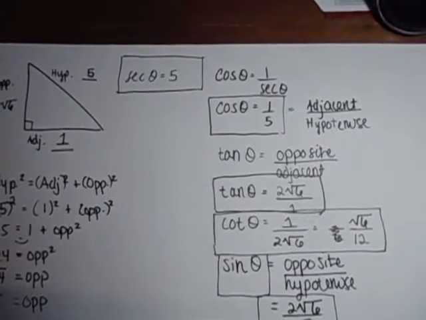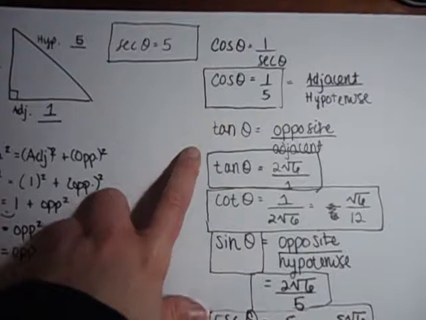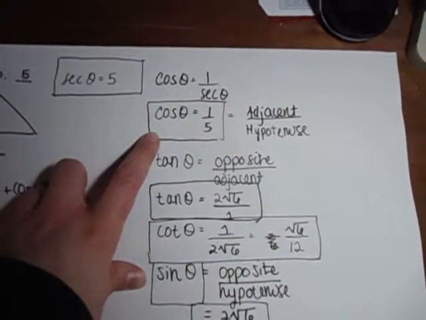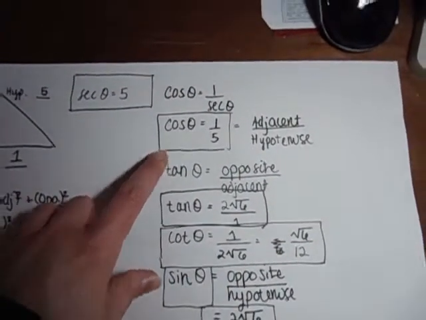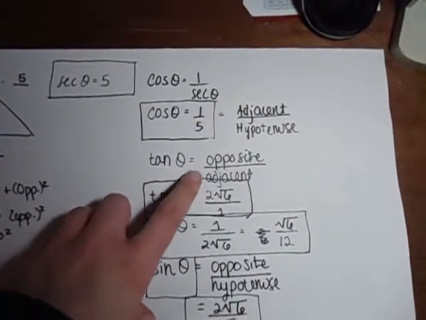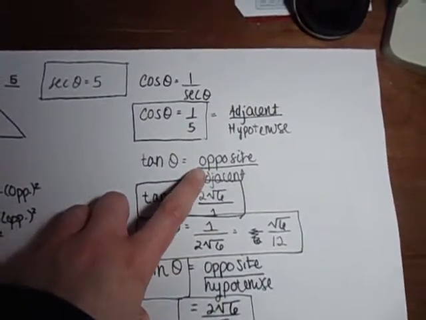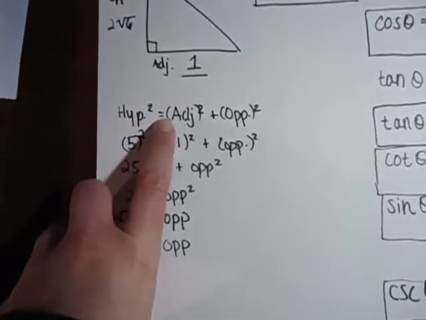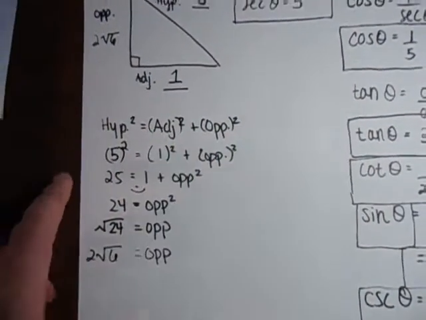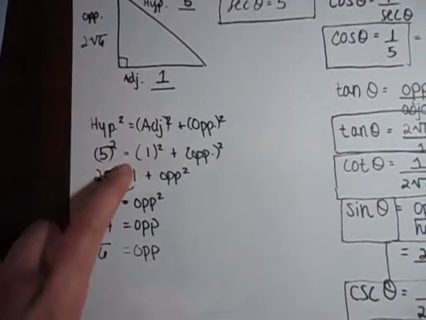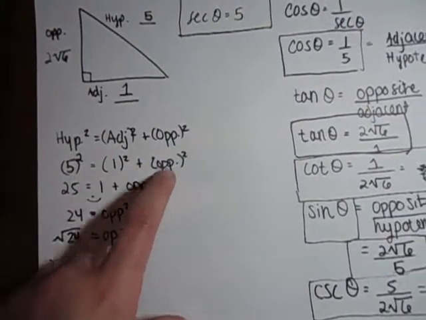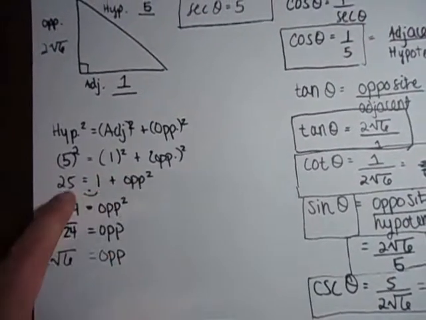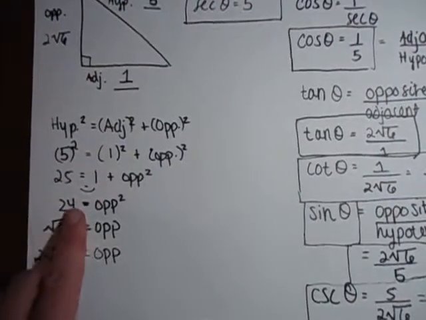Tangent is opposite over adjacent, but you see that the opposite value was not given, since we were only given adjacent and hypotenuse from cosine. So we have to figure out the opposite value. We can use the Pythagorean theorem, where the hypotenuse squared equals adjacent squared plus opposite squared. Plugging in the values, 5 squared equals 1 squared plus the opposite value squared, so 25 equals 1 plus opposite squared. Subtracting 1 from that side, it equals 24.